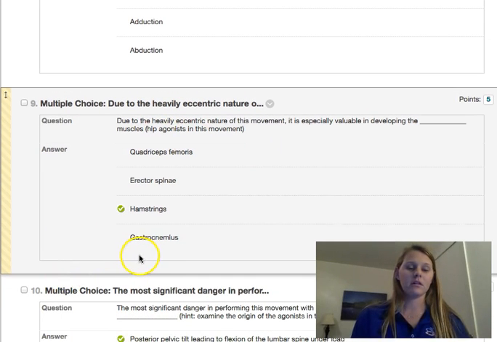You can clearly cross out your gastrocnemius because it's not a prime mover for the hip, and your erector spinae and your quadriceps femoris.